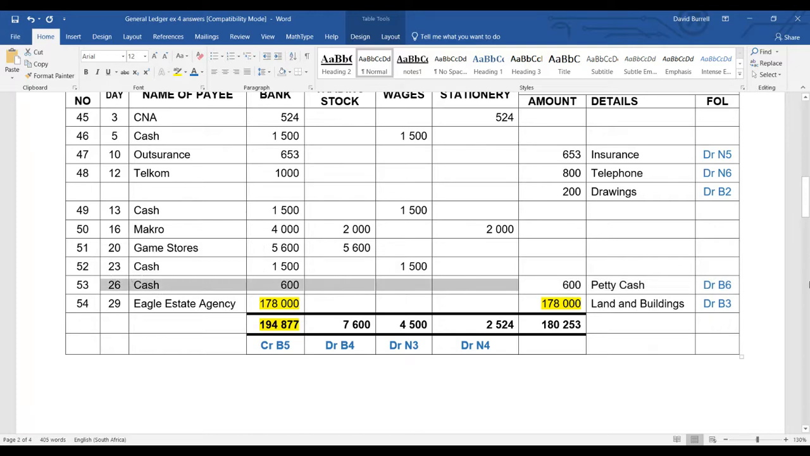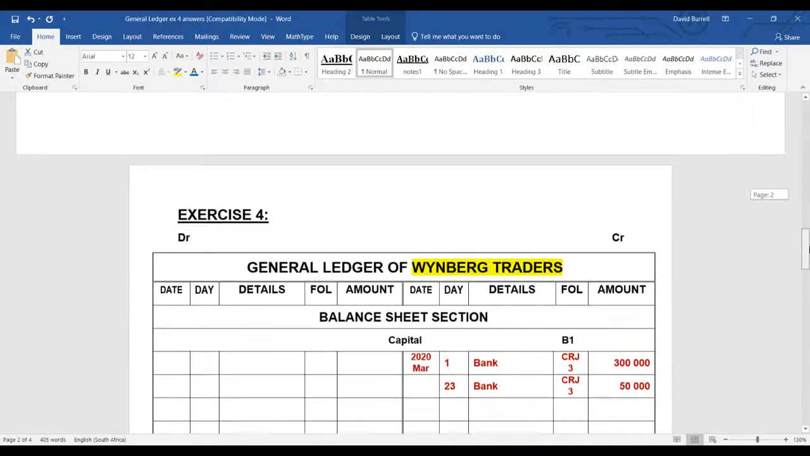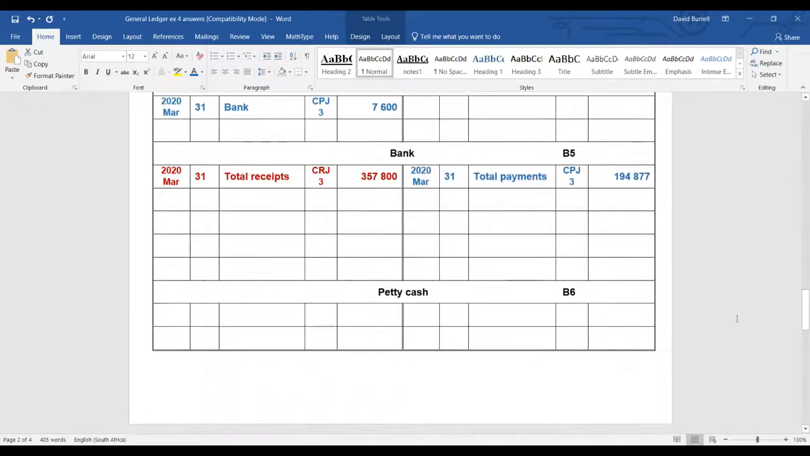Oops, yeah, 26th. So petty cash is the last account we have in the balance sheet section for this exercise. So I'm just going to put my 600 Rand on the debit side of account B6, the petty cash account. 2020 March, the day we saw was the 26th. So you're going to put bank CPJ3.